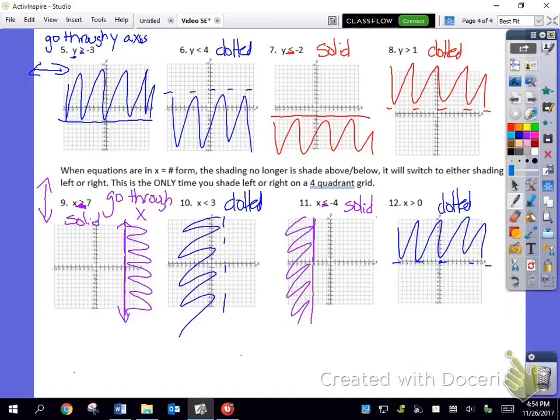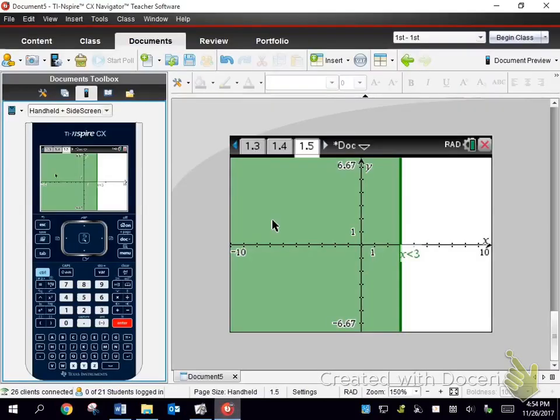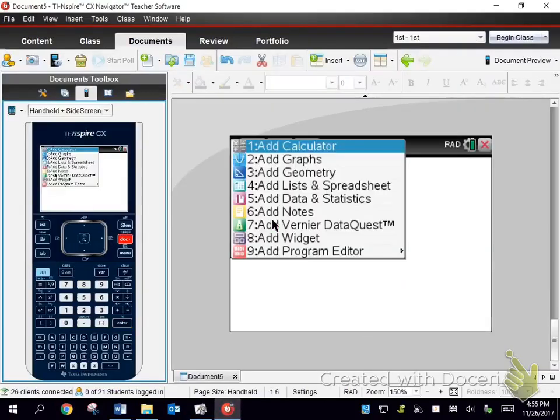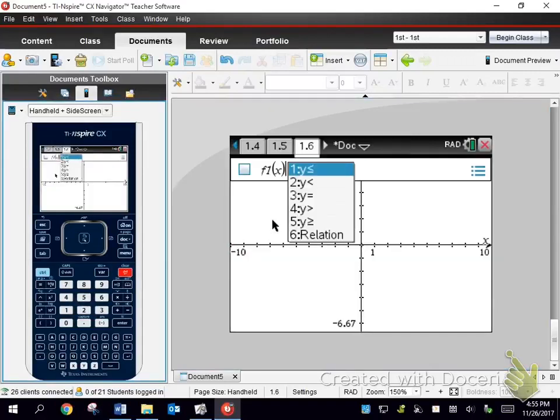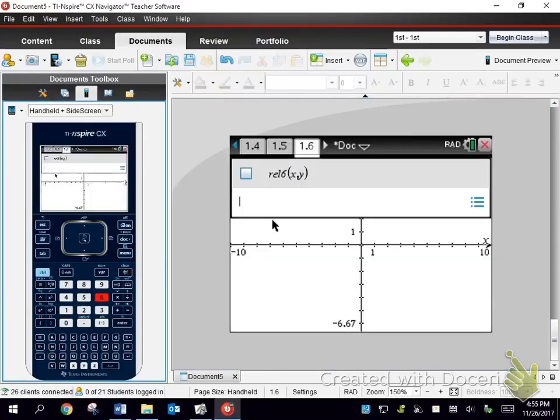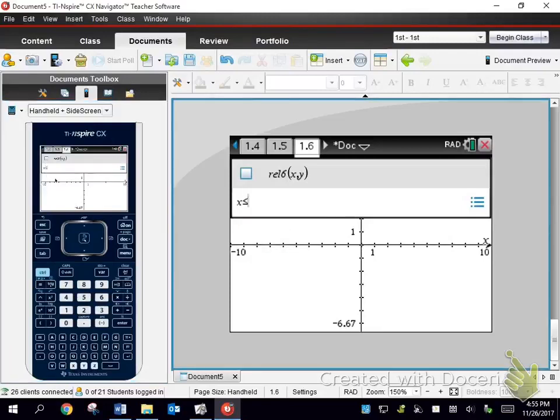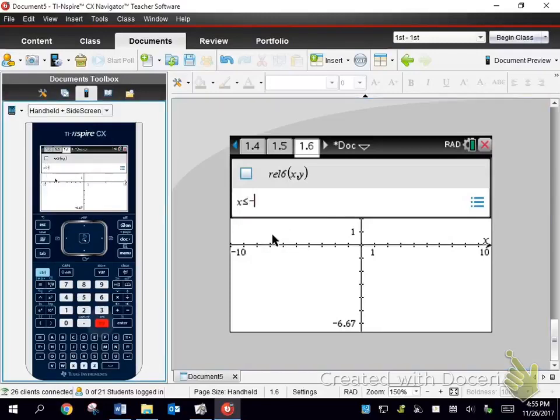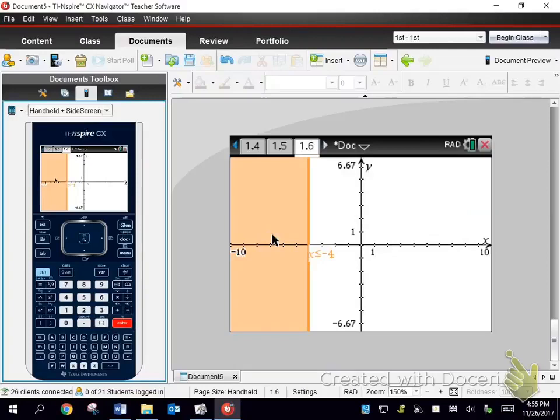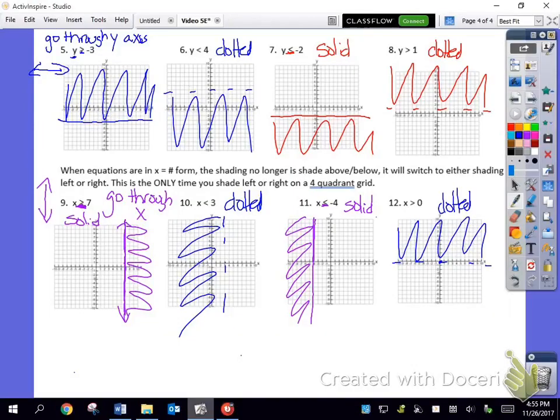Now I'm going to check those two on my graph. So Control Doc 2, add graphs, back arrow, and then you have to go to 6, relation, and I'm going to hit x, and you do Control Equal, less than or equal to, and then it was -4. And that matches what I had on number 11.